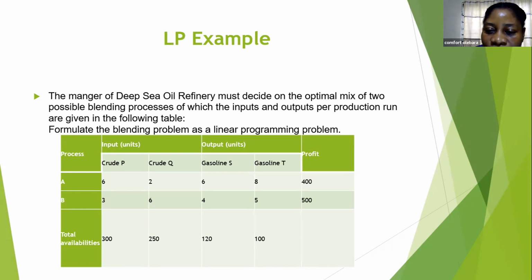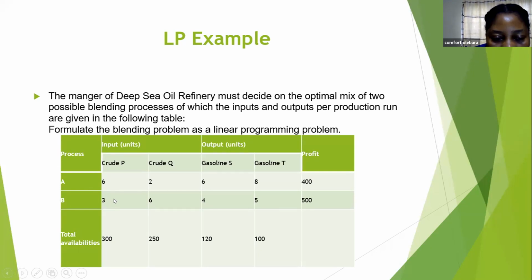So we represent these with variables. 400 will have variable x1, while 500 will have variable x2. So we are going to maximize Z equal to 400 x1 plus 500 x2. Now, subject to constraints, what are the constraints we'll be having? Looking at crude P, we have 6 and we have 3, and then we have the total availability there to be 300.